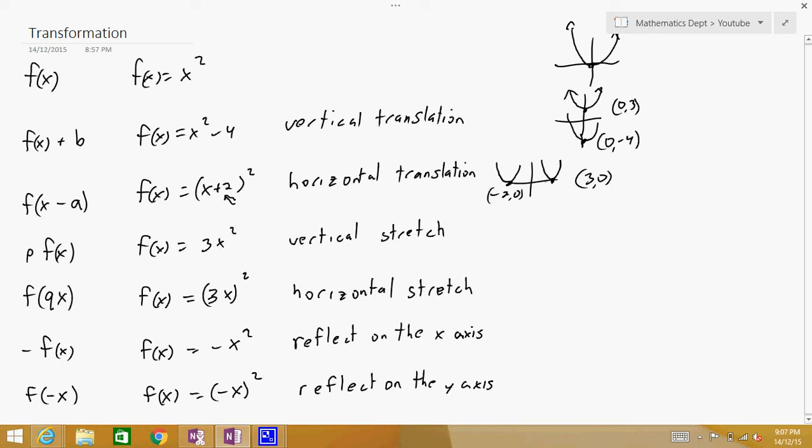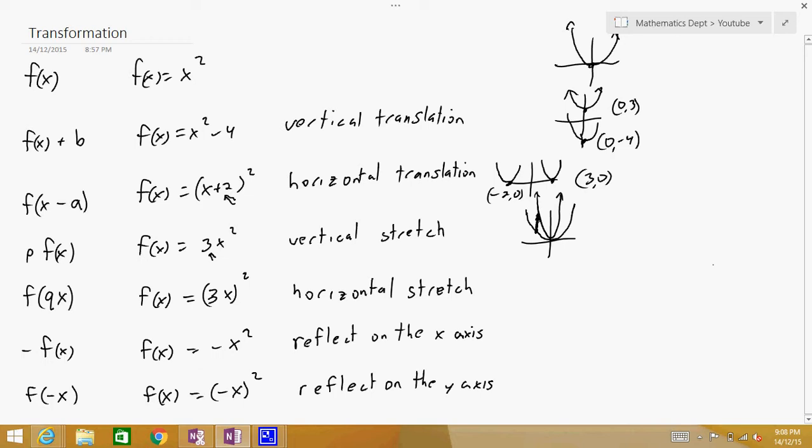The next transformation we're looking at is the vertical stretch. What the vertical stretch does is you've got the original function y equals x squared. What the 3 does is it makes your function go up 3 times higher. And your function will look something like this. So if this point was 1, it has now gone up to 3. If this point was 2, it's gone up to 6.